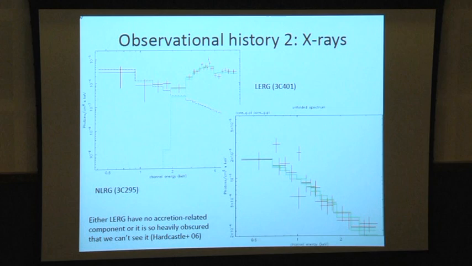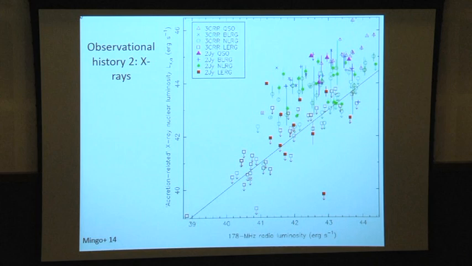Okay, and so here's a summary of where we are with the X-ray work on this. This is our latest large sample paper, by my former PhD student, looking at the luminosity of the accretion-related X-ray emission as a function of radio luminosity. You can see for narrow line radio galaxies there's a reasonable correlation. The low excitation radio galaxies are all limits, or almost all limits, and they're all lying below that correlation.